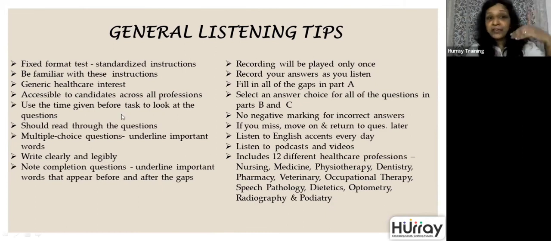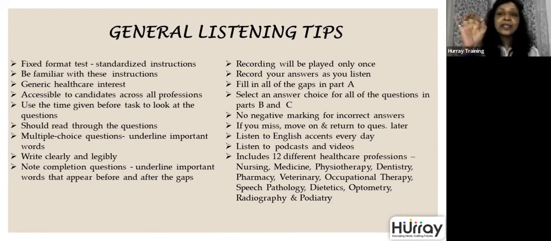Use the time given before to look at the questions, read through the questions, underline keywords, multiple choice questions, underline important words. Write clearly from 1 to 24, write clearly and legibly. Don't scribble because 1 to 24, you have to write the words for fill in the blanks. Write clearly, even if it's not neat, letters should be clear and distinct. A should not look like E, E should not look like I. Each letter should be clear. And note completion questions, underline important words before and after the gaps.